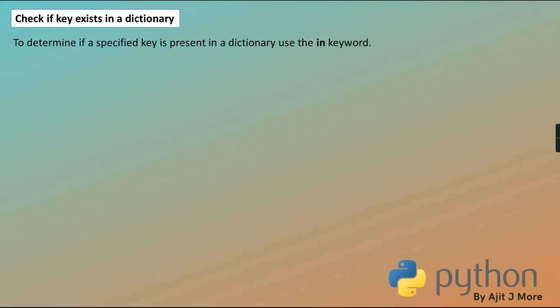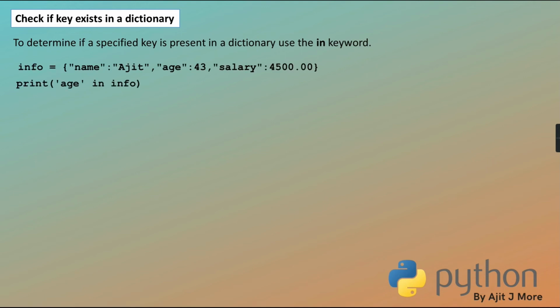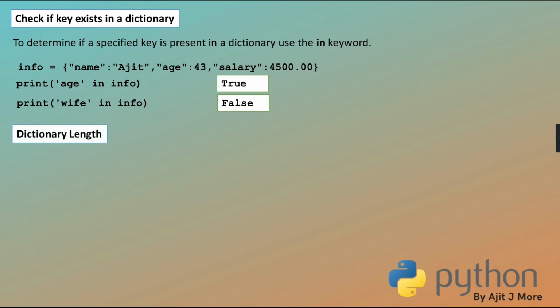So to determine if a specified key is present in a dictionary, use the in keyword. Suppose this is your dictionary and I am checking age in info. So there is a key with the name age, therefore true will come. If I check wife in info, in this dictionary there is no key wife, therefore it returns false.